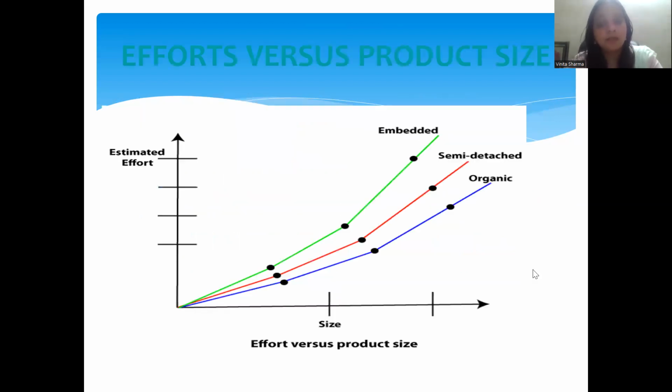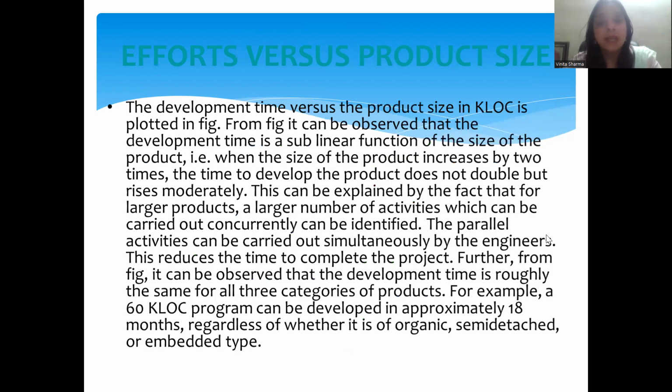This is a diagram in which we can estimate the software using the COCOMO model. It is effort versus product size. How much effort are we giving to the development of any software? It will be organic, semi-detached, and embedded, right? Next is the development time versus product size.